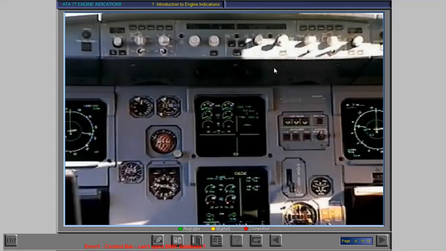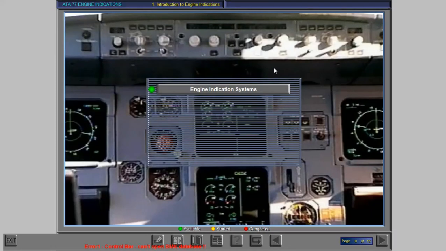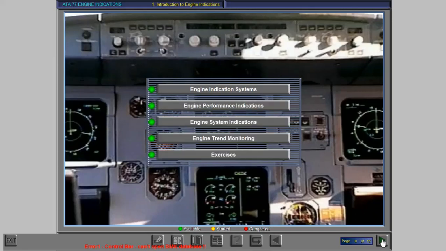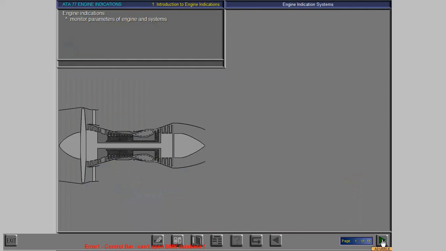In this lesson we are going to describe the three groups of engine indications and their purpose. We start by introducing you to the three engine indication systems, and then we explain what they are used for. Engine indications are used to monitor the parameters of the engine and its systems. The engine indications can be divided into three groups.